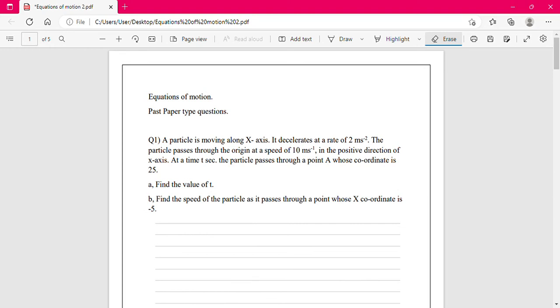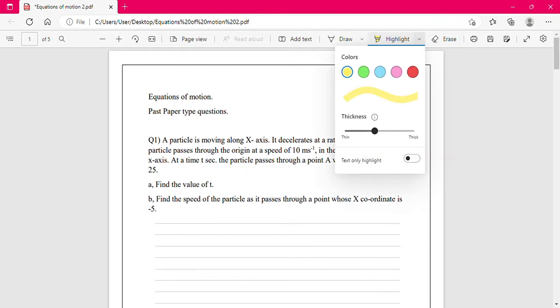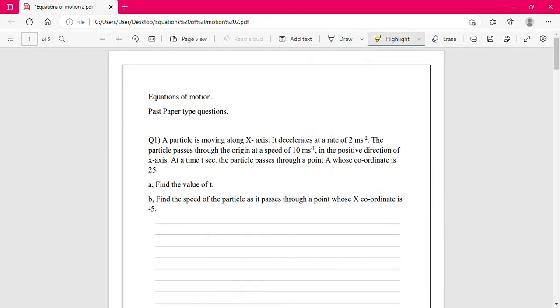Hello children, we have already studied about the equations of motion. Now, today let us solve some problems on these equations of motion. So here there are some problems. As I already told you, in these problems, first of all, try to mark the important things that you find in the problem. So a particle is moving along x-axis.